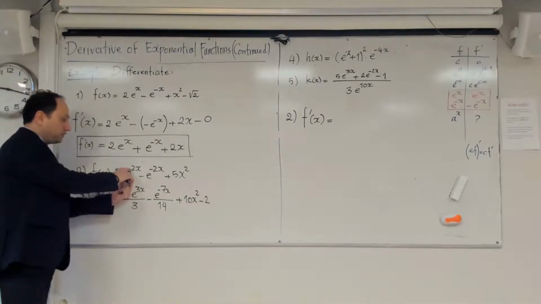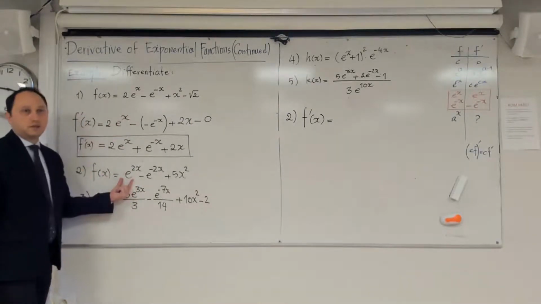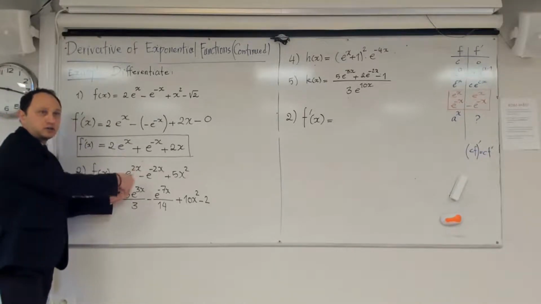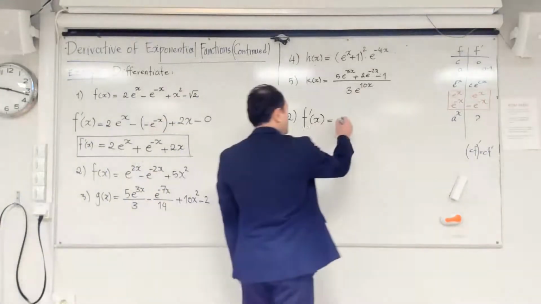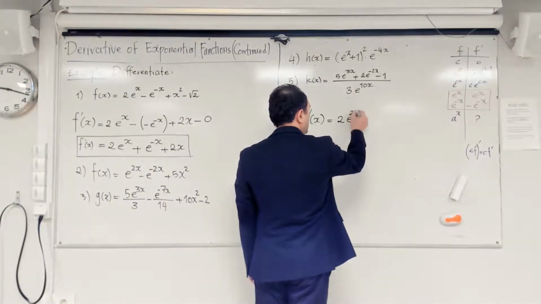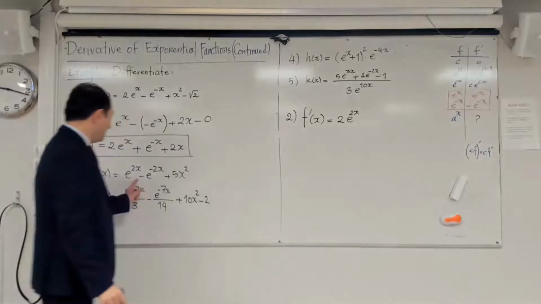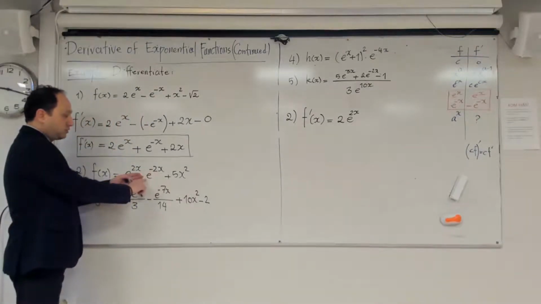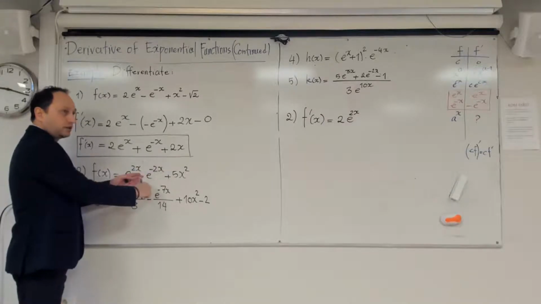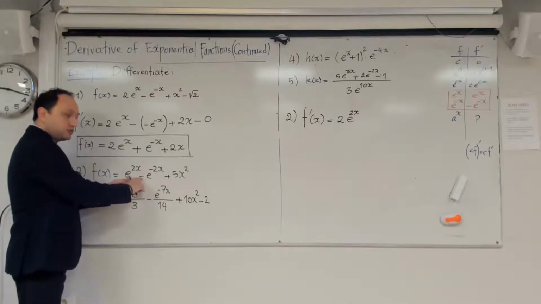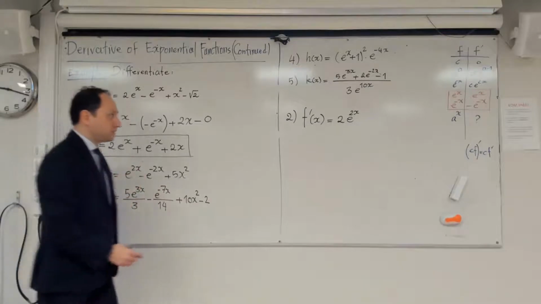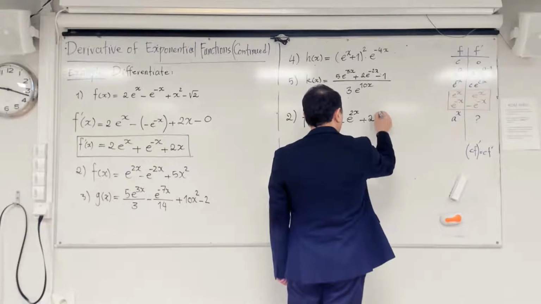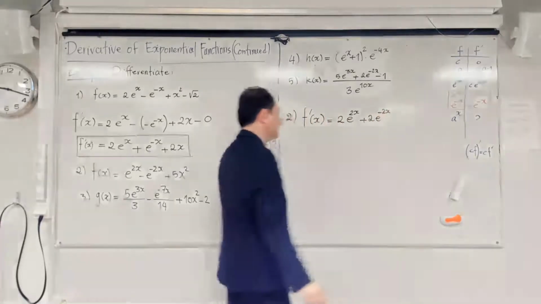It is e to power 2x. So what the formula tells me, this constant should go down, and then I repeat the function itself. As simple as that. So it is 2 e to power 2x. And then I go to the next one, it is negative. What should I do? Minus 2 goes down, and then I repeat the function. But when minus 2 goes down, there is another minus sign here, so it becomes positive. Positive 2 e to power negative 2x still.